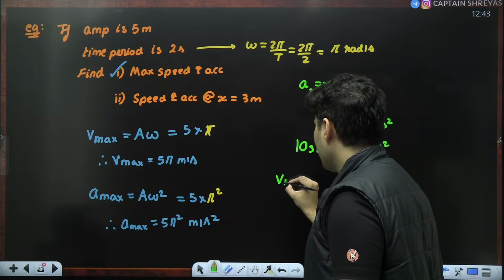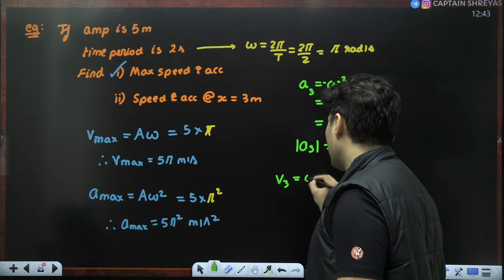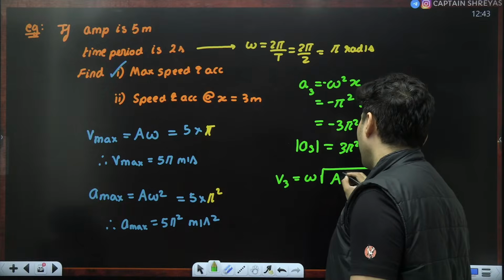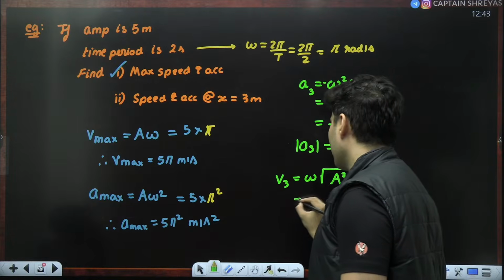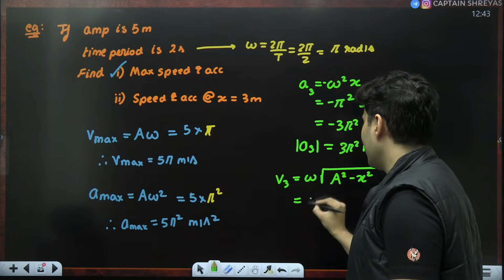What about the speed at x equals 3? Use this formula: omega root of A square minus x square. Omega do I know? Yes, it is pi.